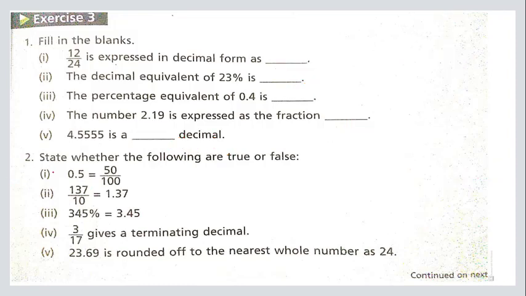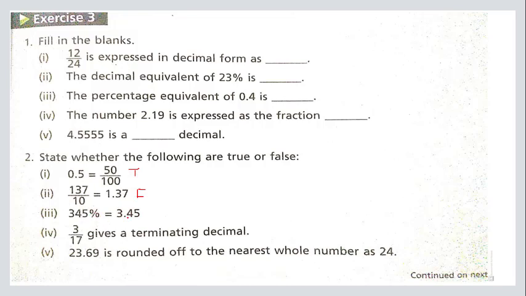Now coming to question number 2, state whether the following are true or false. First one is 0.5 is equal to 50 by 100. Now if I divide 50 by 100, I get the answer 0.5. So the first one is true. Second one, 137 divided by 10 is equal to 1.37. This is false, because when I divide 137 by 10, I do not get 1.37. Instead I get 13.7. So this is false.